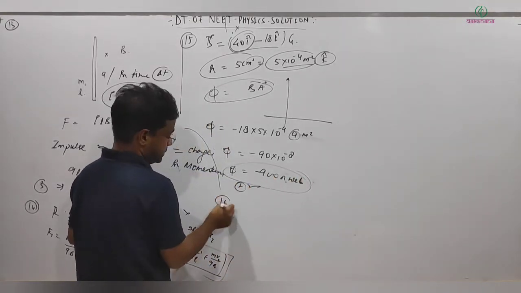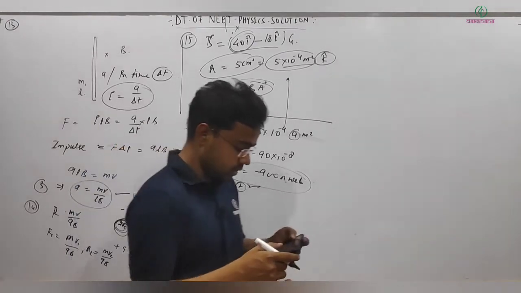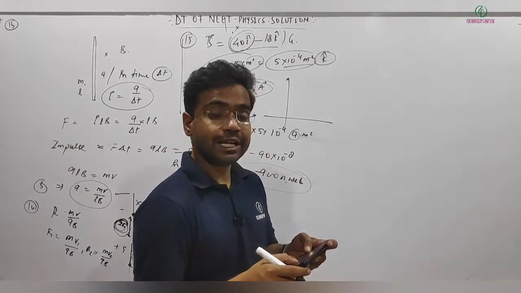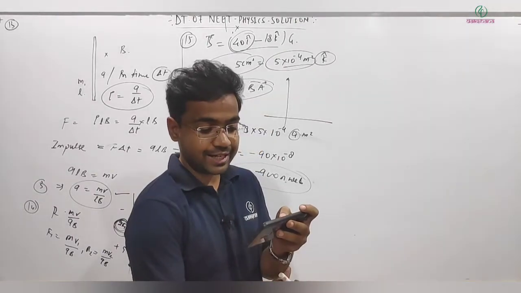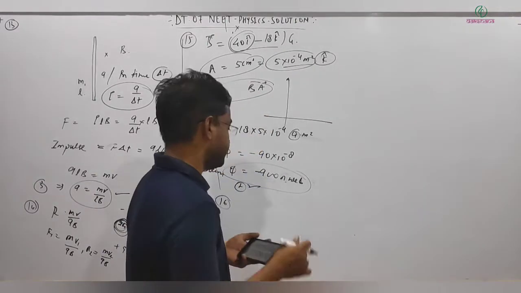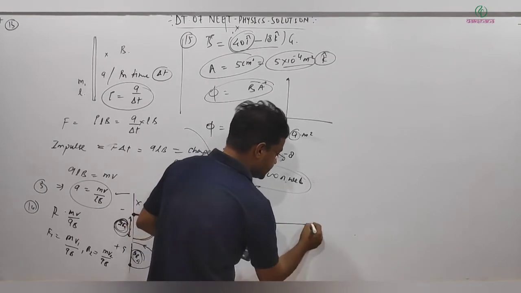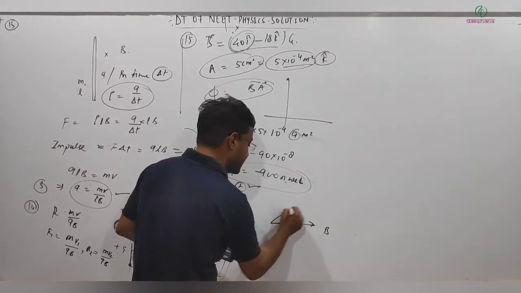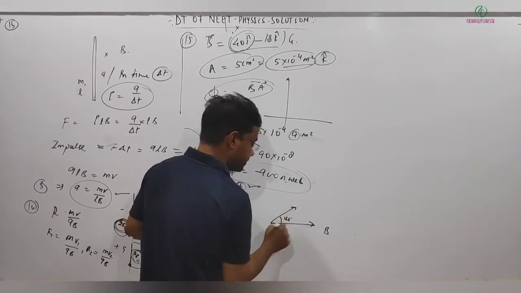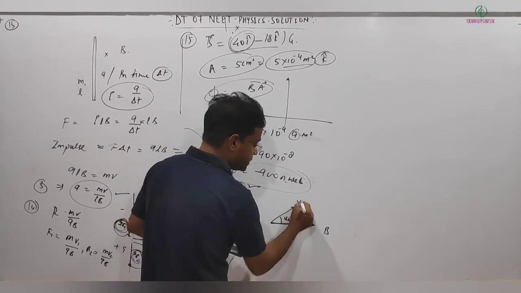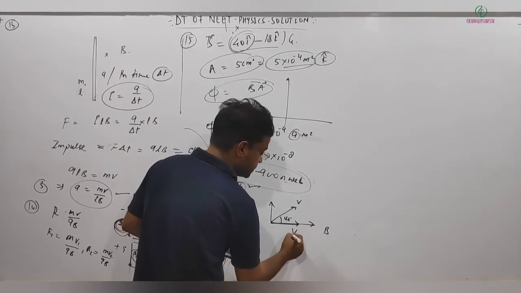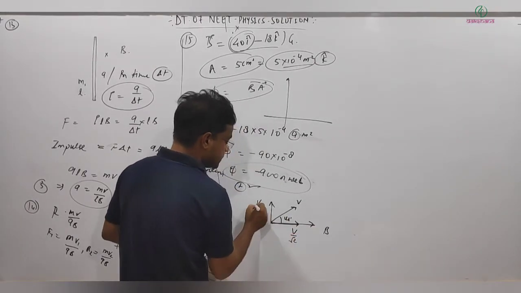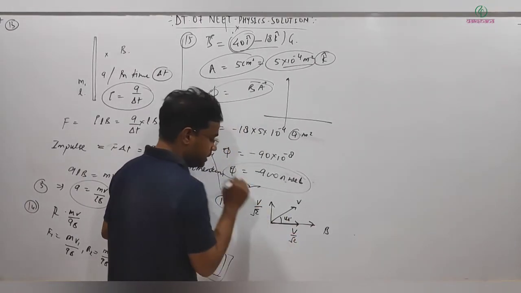Question number 16. A charged particle enters a uniform magnetic field with velocity vector v at an angle of 45 degrees with the magnetic field. So let's say the magnetic field is in this direction B, and the charged particle enters at 45 degrees. This is the velocity; it will have one component in this way, another component in this way. This is v by root 2, and this is also v by root 2 meter per second, right?